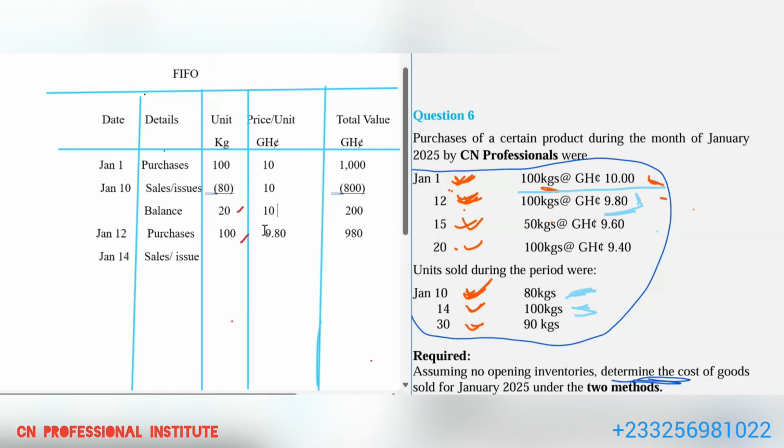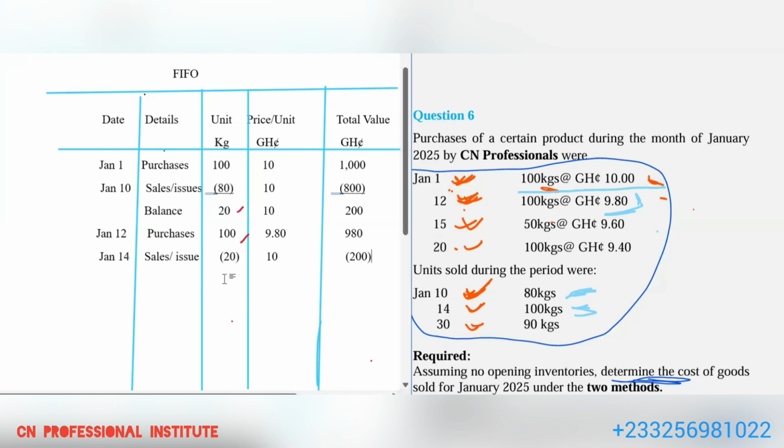And then we had 100 here at 9.8. Now we want to sell 100 units or 100 kilograms. Which one should we sell first? We have to sell the 20 first. We have to sell the 20 units at 10 cedis first. That's what FIFO is saying, because we bought that one first. You have to sell that one first. Then that will give us 200.